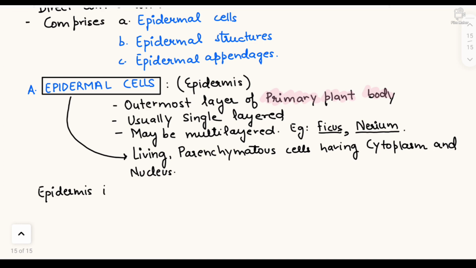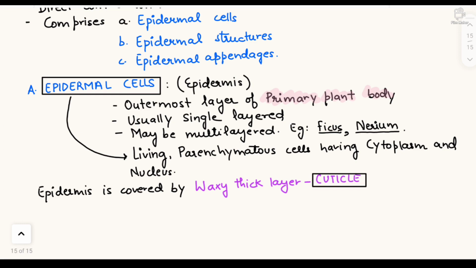यहाँ पे जो हमारे पास epidermis होती है, it is covered by a waxy layer. जो वैक्सी थिकनिंग है उसको हम बोलते हैं क्यूटिकल. तो एपिडर्मिस की बाहरी जो सेल्स होते हैं it's usually covered by cuticle. Cuticle is a waxy layer which is made up of a substance called cutin. तो क्यूटिकल क्यूटिन से बनी होती है.